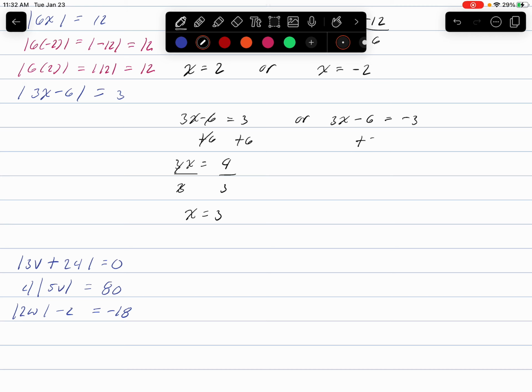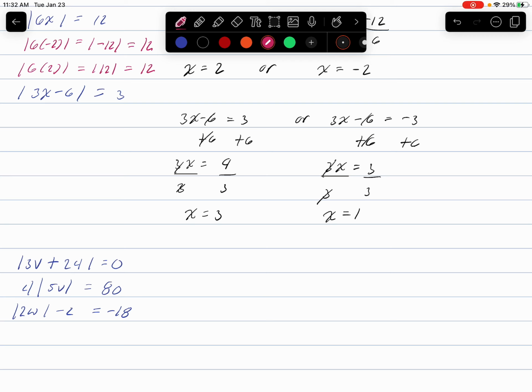Then over here, if we add 6 to both sides, the 6's will cancel, and we end up with 3x is equal to 3. And then we can divide both sides by 3, and we get x is equal to 1. So let's check each of these to make sure that they both make sense.